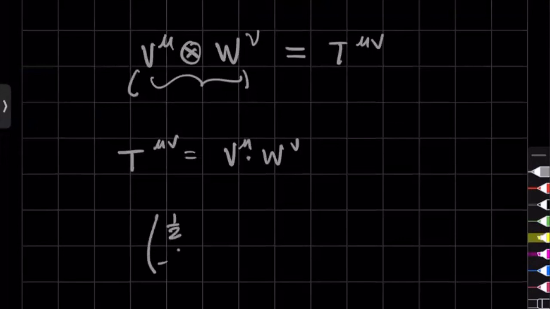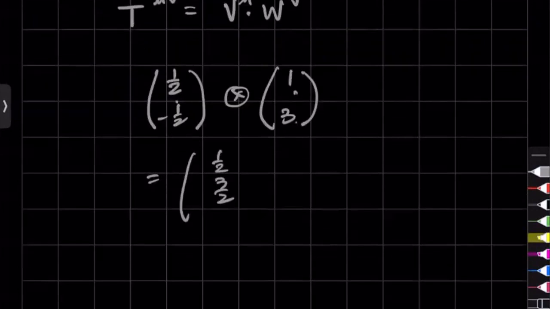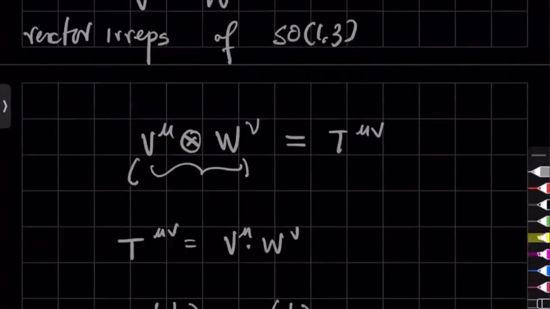So if I had, say, this as a vector, and I took the tensor product with, say, 1 and 3, then the result would be, I would have this multiplying this and this, so I'll have half, 3 half, and then I'll have minus half, minus 3 half. Okay, so this would be that tensor product.